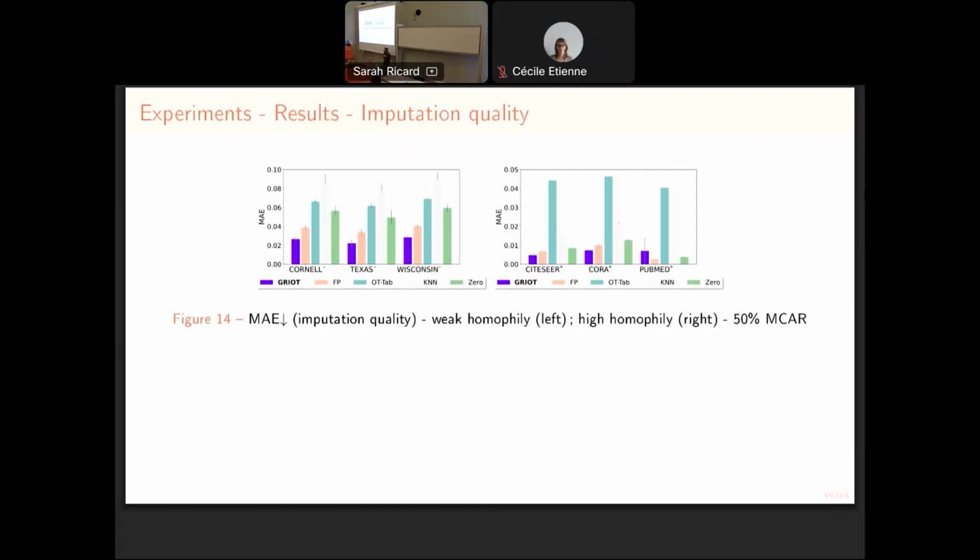Really, feature propagation on steroids. Yeah, that's a really good way to put it.